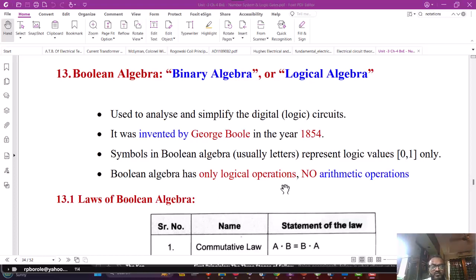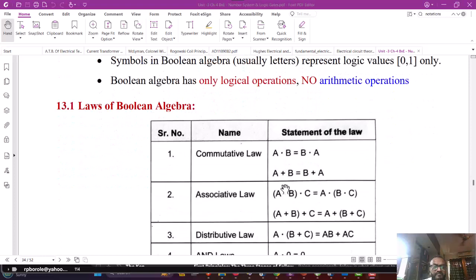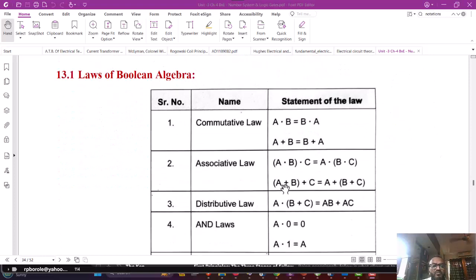The symbols in Boolean algebra are usually letters that represent the logic values 0 and 1 only. Boolean algebra has only logical operations. No arithmetic operations are present in Boolean algebra. Various laws of Boolean algebra are shown in this table.